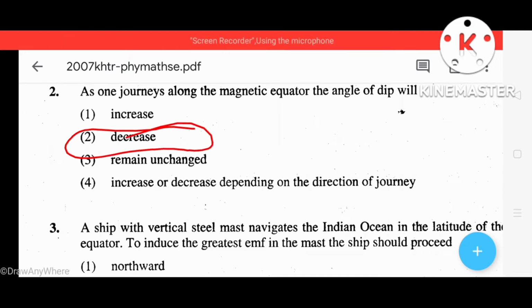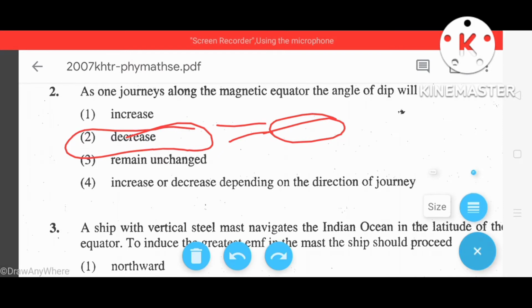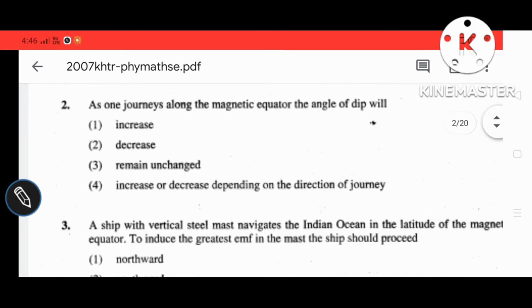The magnetic equator is nothing but an imaginary line, roughly considered parallel to the geographic equator, and at the magnetic equator, the dip or the inclination value will always be equal to 0 here. But 0 is not among the options, so we are considering it as the value decreases. Okay. Next, question number 3.